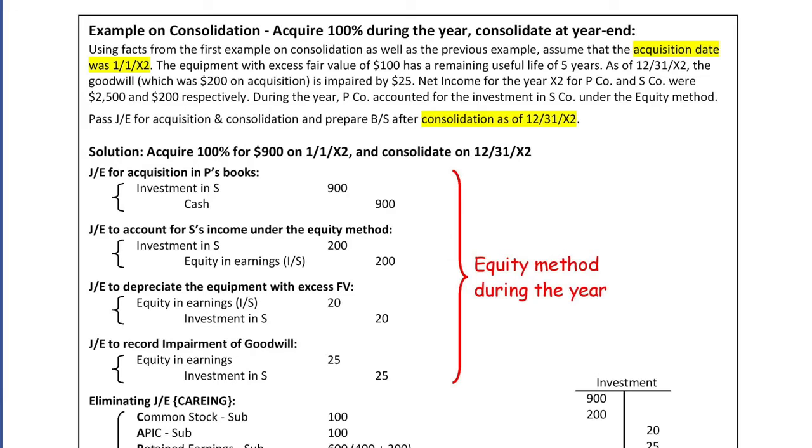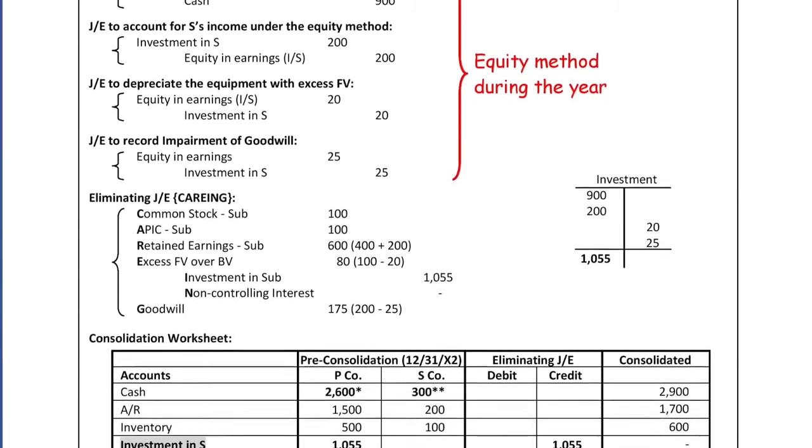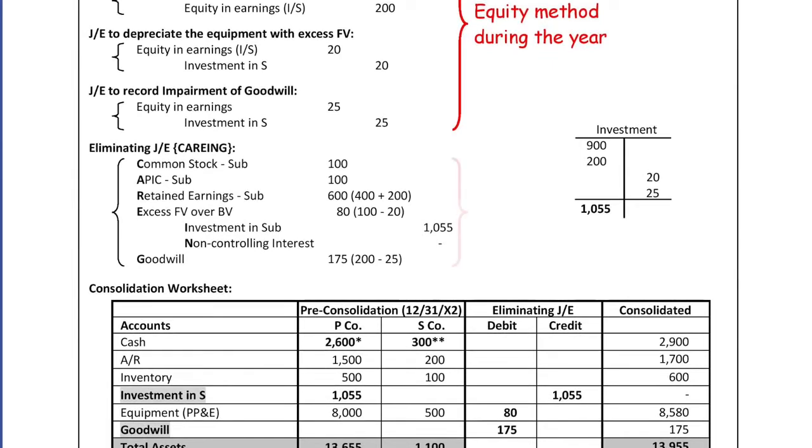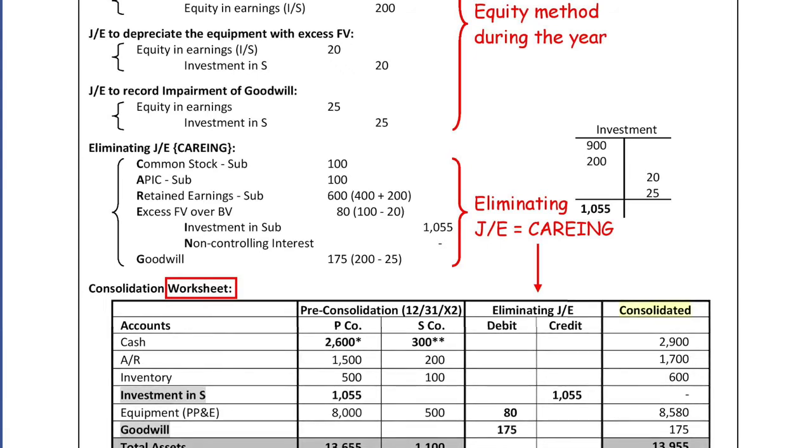At the end of the year, for consolidation, we need to prepare the eliminating journal entry. So draw a bracket around that and write eliminating journal entry equals carrying. And now we are all set to prepare the consolidation worksheet. Put a box around worksheet, where you have the pre-consolidation numbers and then you make adjustments for the eliminating journal entry. Draw an arrow from where you've written eliminating journal entry down to the consolidation worksheet. And this helps you get to highlight consolidated financial statements.